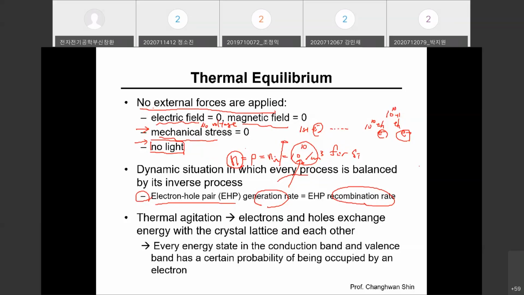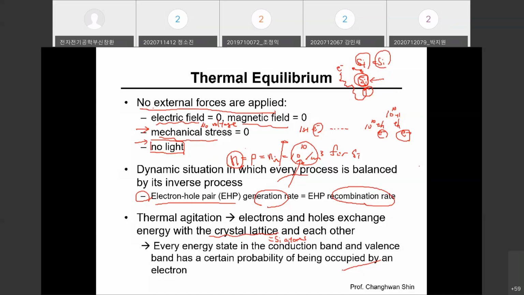So crystal lattice means silicon atoms. Okay. Going back to the bonding model, this electron has become free, and in the end, it is moving around, and it would hit the silicon atom. Then this thermally agitated energy will exchange with a lattice or silicon atom.